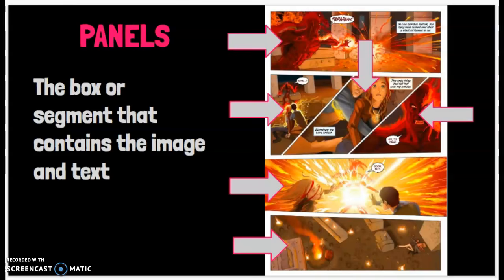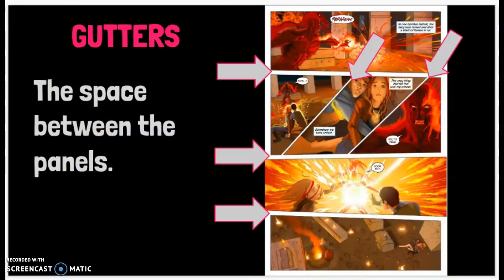Then we have what are called panels. The panels of the graphic novel are the boxes or segments that contain the image and the text. Notice there are 6 panels in this page of the graphic novel. Gutters are the space between the panels. So if you notice, the arrows are pointing to the white space between the 6 panels called the gutter.